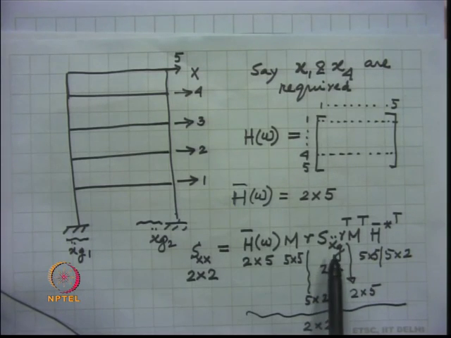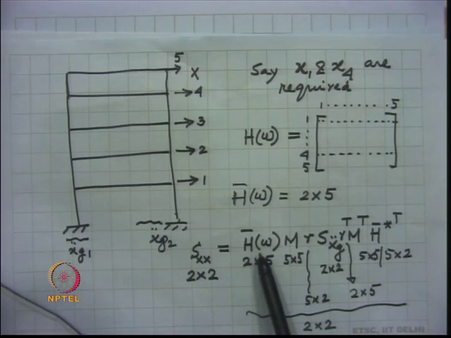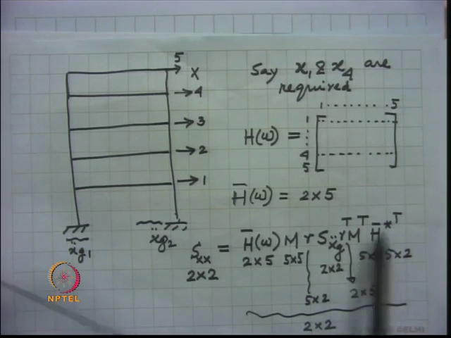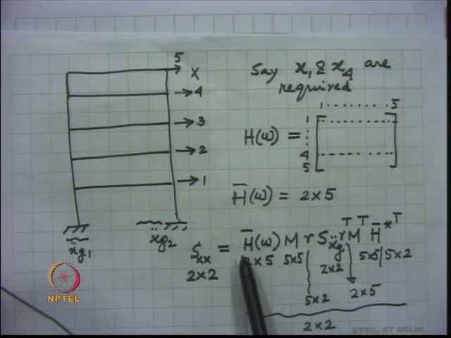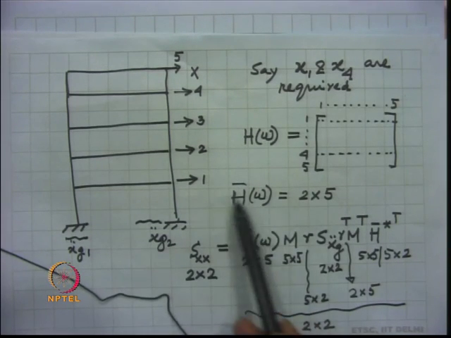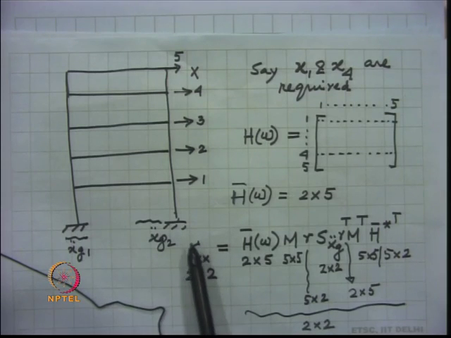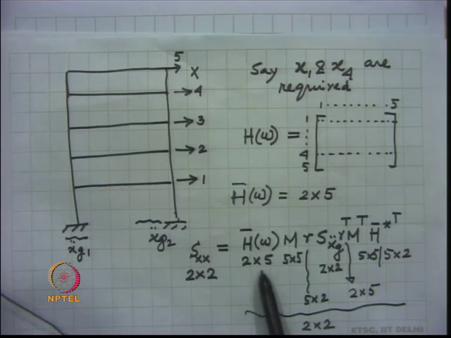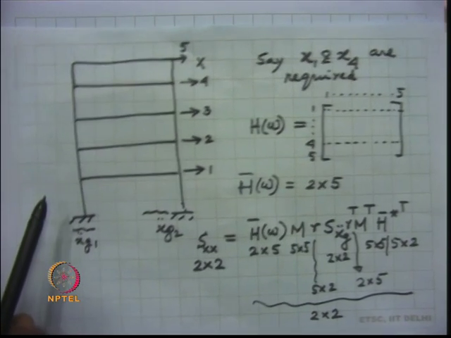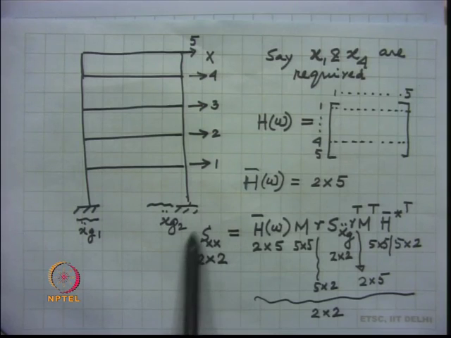It has the same equation as equation 4.77 that we had just discussed, that is H M R S X double dot G, then R T M T H star T. Only in place of H and H star, we now write H bar and H bar star, where H bar is this modified frequency response function matrix. If we put the sizes of the different matrices here, this multiplication finally leads to a 2 by 2 matrix, which is the size of the matrix SXX.